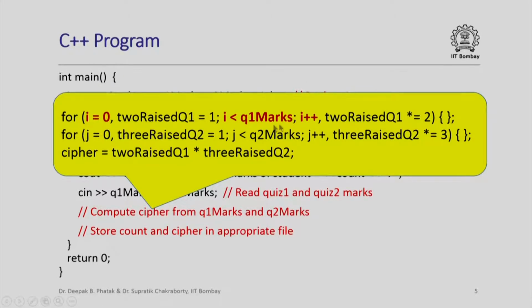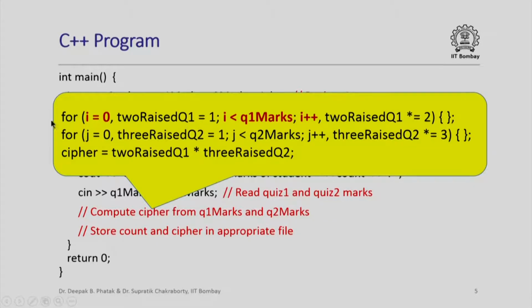Here is a simple for loop which will help us do that. Notice that in this for loop I have this simple counter i which starts from 0. The loop condition is i less than quiz 1 marks, and the loop counter is incremented every time I go through the loop. So this loop is going to be iterated exactly q1 marks number of times, and in each iteration I am going to multiply 2 raised to q1 by 2, where 2 raised to q1 is originally initialized to 1.